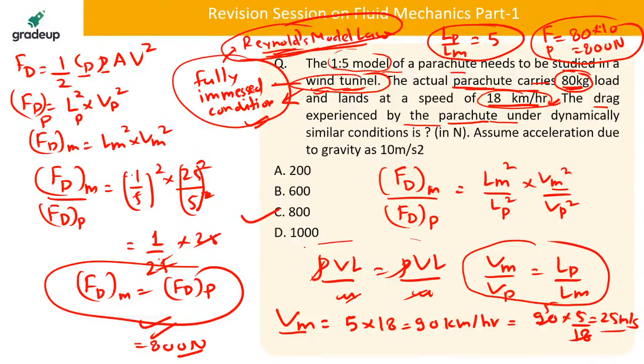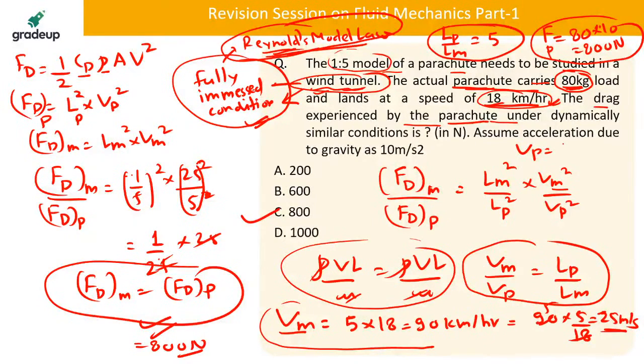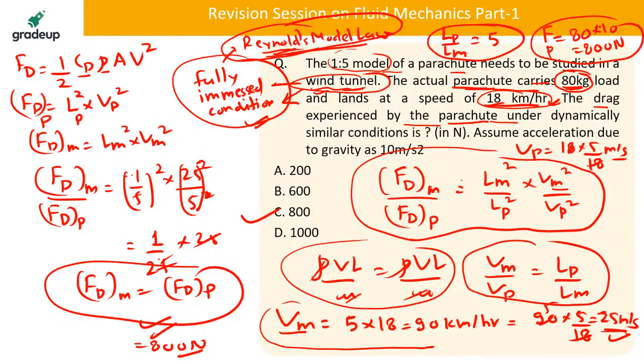From the Reynolds model law, we have found the velocity of the model, which will be 25 meter per second. The velocity of the prototype was given as 18 km per hour, which is 18 into 5 by 18, that is 5 meter per second. The velocity of the model is 25. Then we can use this relation for the drag force of model by prototype. If we solve it, you will get this value as 1.